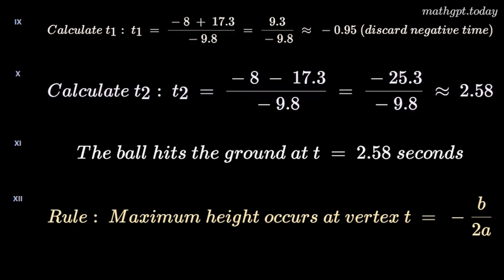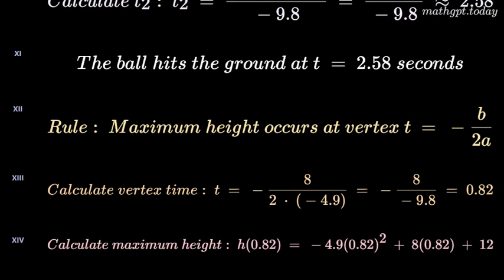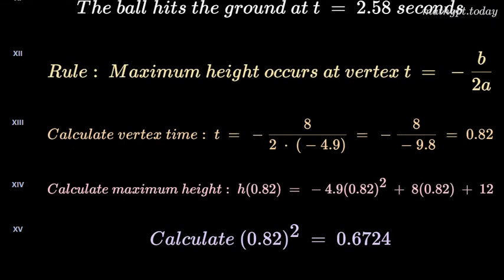For the second time value, we subtract the square root from negative b and divide by 2 times a. This calculation gives us a positive time value, indicating when the ball hits the ground. The ball hits the ground at approximately 2.58 seconds after being thrown.